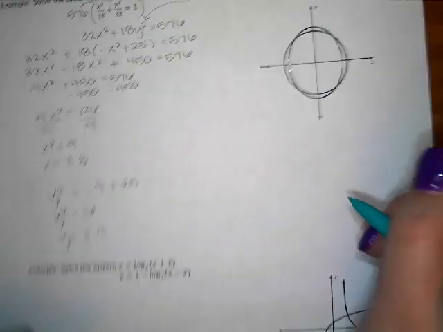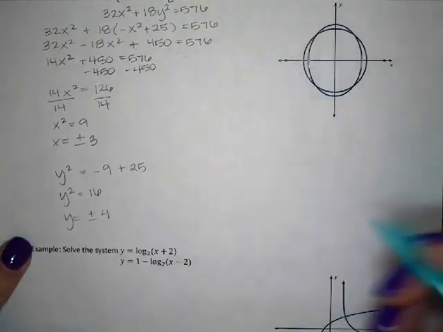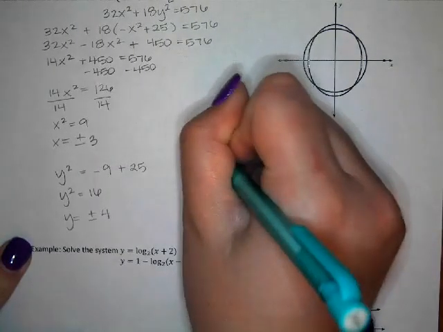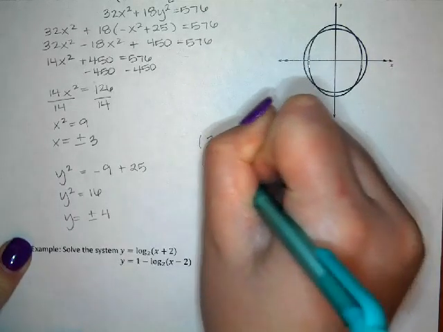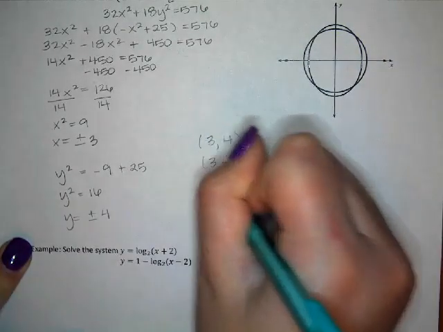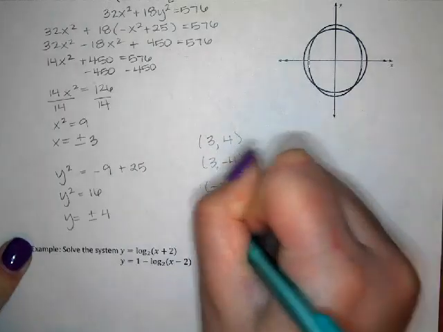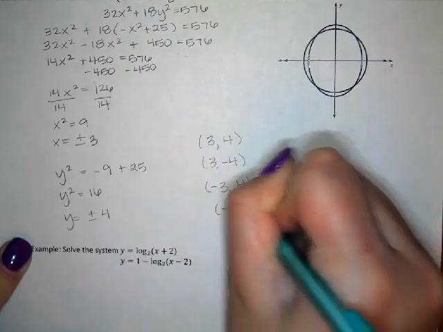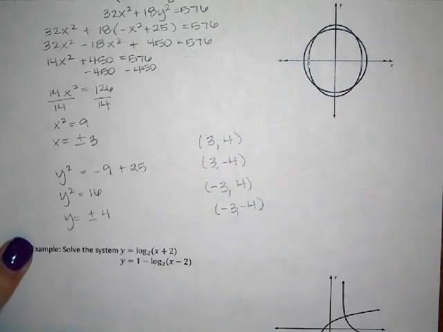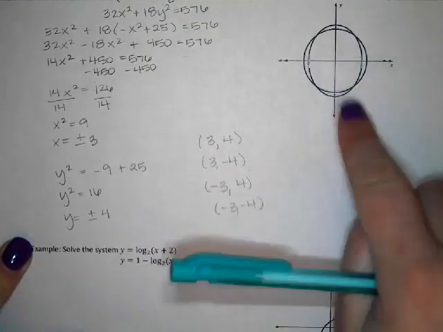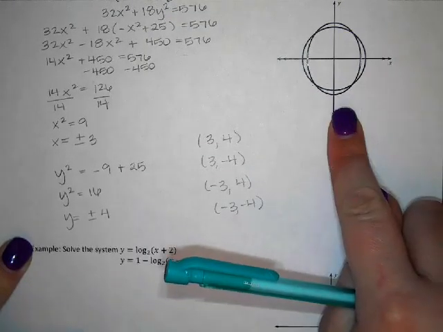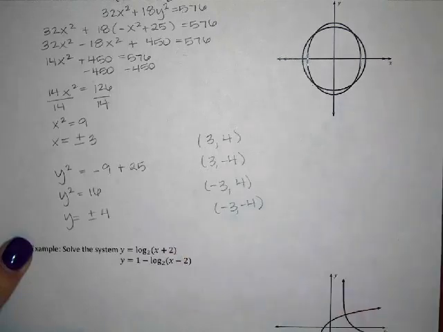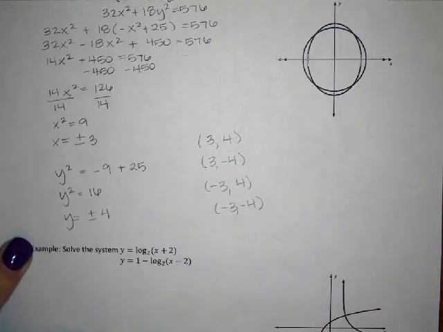And so we have to do all the combinations of this. We have to say positive 3 goes with positive 4 and negative 4, and we have to do negative 3 goes with positive 4 and negative 4. And it feels obvious because we can see the picture and we can see there's 4 points. But if you didn't have the picture, you'd still have to think through how this equation was working, okay?